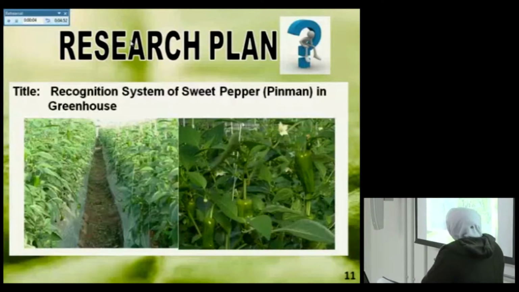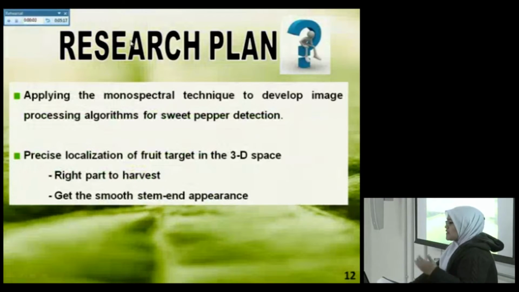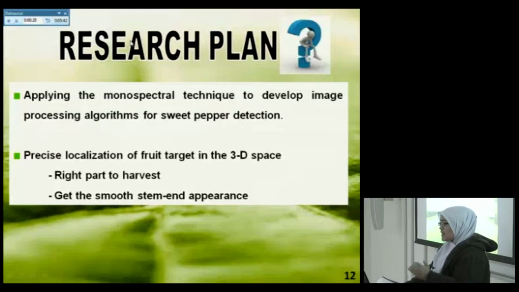Okay, for my research plan here, I'm considering doing a recognition system for sweet pepper pigment in a greenhouse. As we know, the pepper is green in color, so it is quite difficult to recognize the fruit in a green plant environment. I want to use the monospectral technique to develop an image processing algorithm for sweet pepper detection, because the monospectral technique can deal with similar color in that environment, and then localize the fruit target in 3D space, which is to detect the right part to harvest, so we can get a smooth stem end appearance.